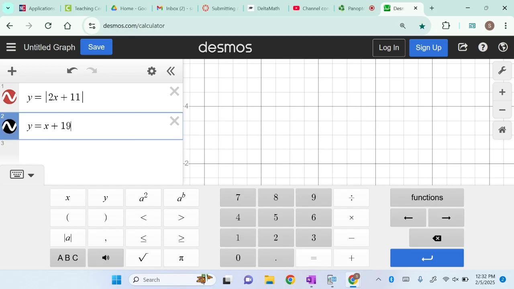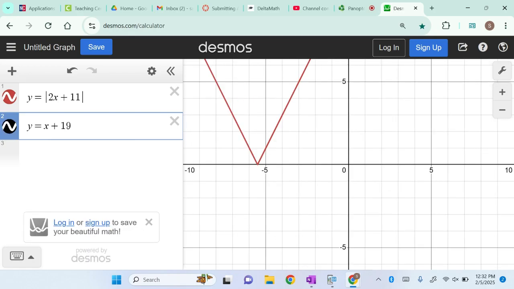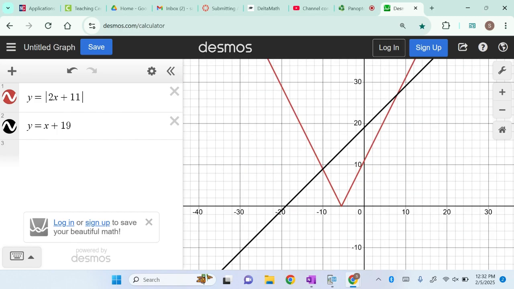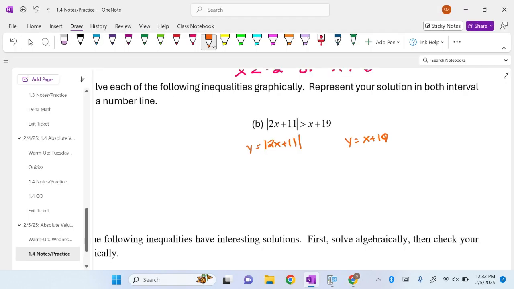All right. Now we may have to zoom the graph out a little bit. First things first, I need to know where my points of intersection are, because the x values of those points are my barriers. So here and here. So at negative 10 and 8. If we solve this as an equation, x would equal either negative 10 or 8. So that's if you solved it as an equation.